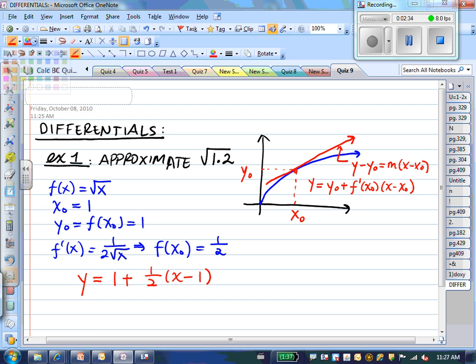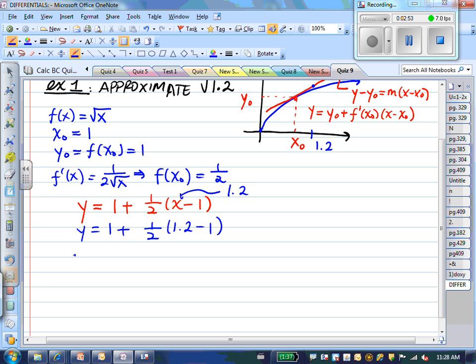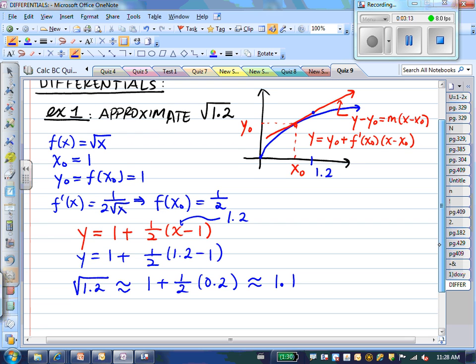So if I want to approximate the square root of 1.2, so for example, assume 1.2 is right here, then I can just plug that in. So I get that y is equal to 1 plus 1/2 times 1.2 minus 1. Okay, and I'm going to do something here that doesn't seem useful, but keep in mind we're approximating the square root of 1.2. What we're saying is this is about equal to 1 plus 1/2 times 0.2. So if you work that out, that's about 1.1. If you work out the actual value on the calculator of the square root of 1.2, you'll see that it's about 1.09. So not bad as long as we stay close.